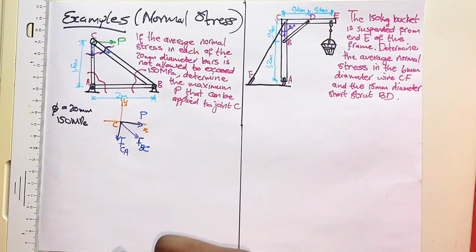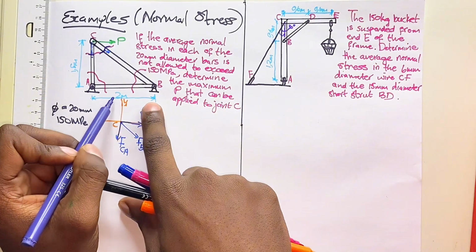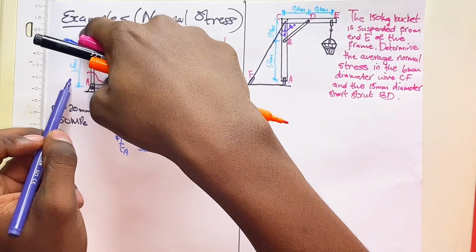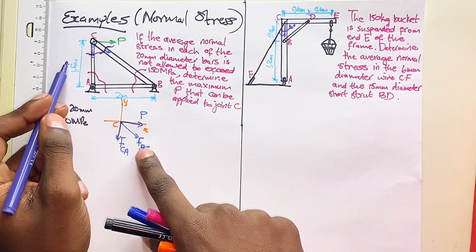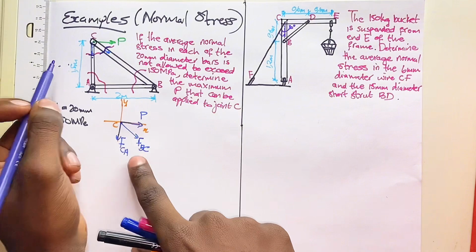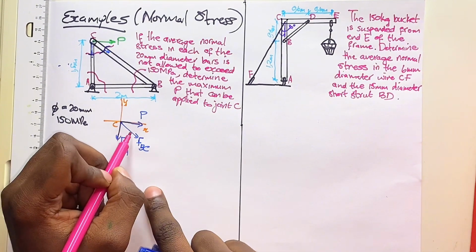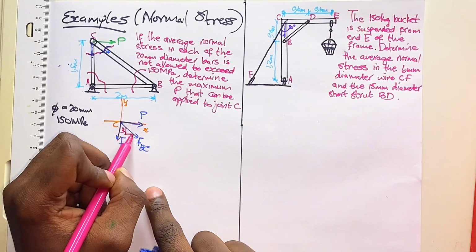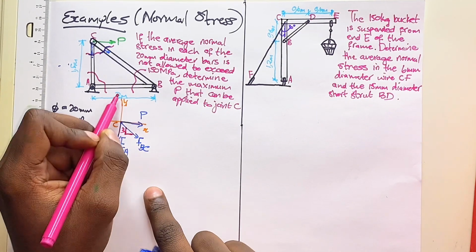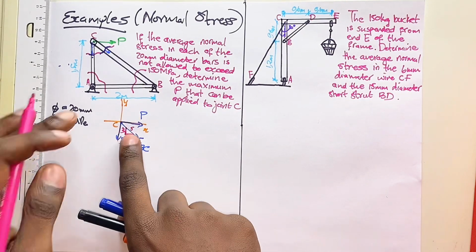BC. Now you will notice that the X dimension is 2 meters, the Y dimension is 1.5 meters. So I don't want this 1.5. For ratio purposes, let's multiply them both by 2. So in the Y-axis we'll have 3, in the X-axis we'll have 4. So the hypotenuse of that will be 5.